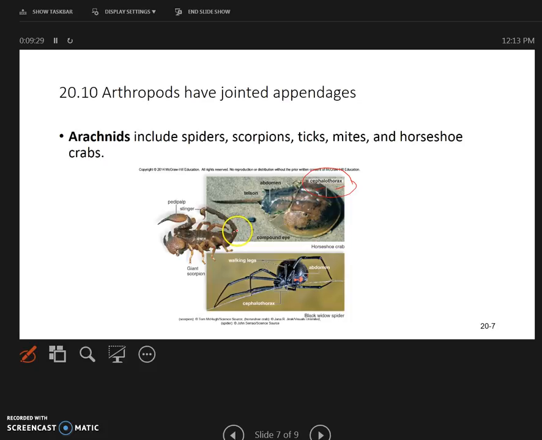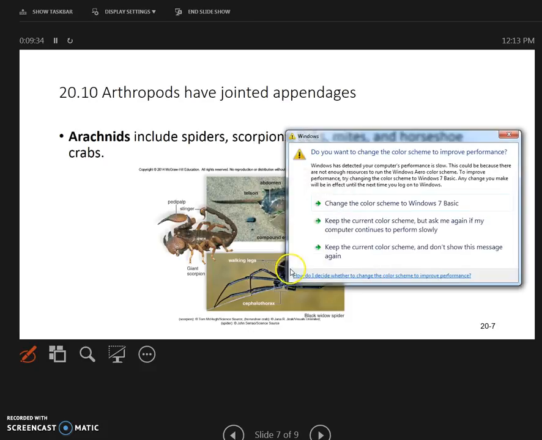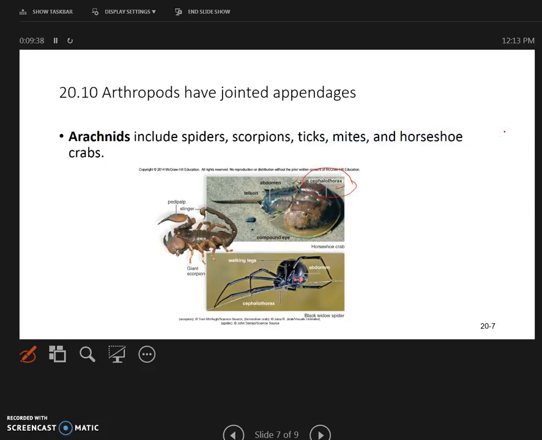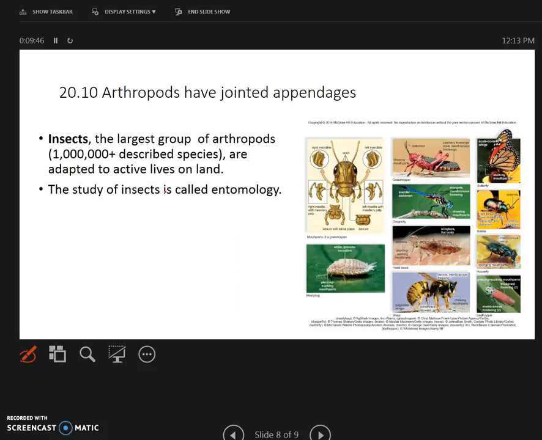Scorpions, of course, are the oldest terrestrial arthropods. Ticks and mites are parasites, you know them. And then finally, the horseshoe crab uses a pair of appendages for feeding and defense. So you're aware of these arachnids.